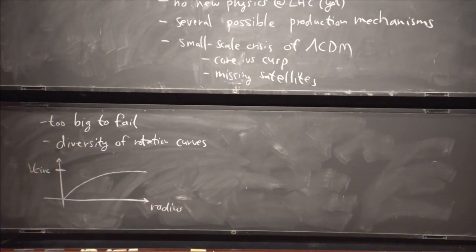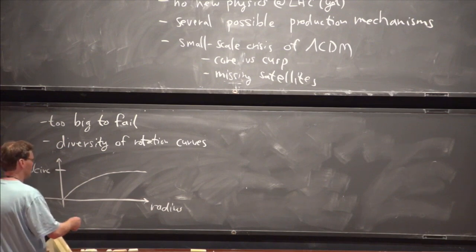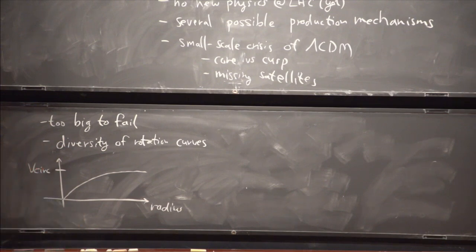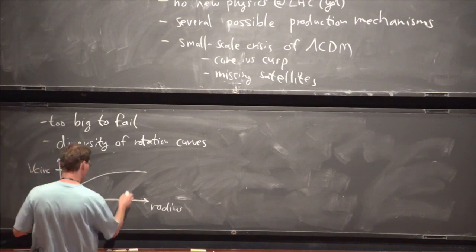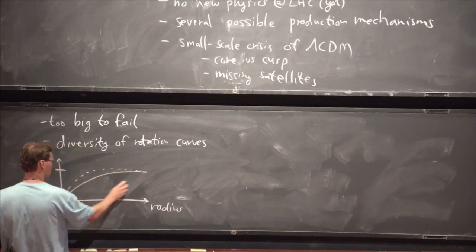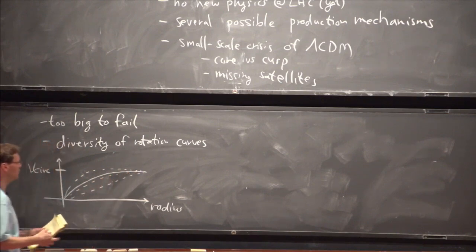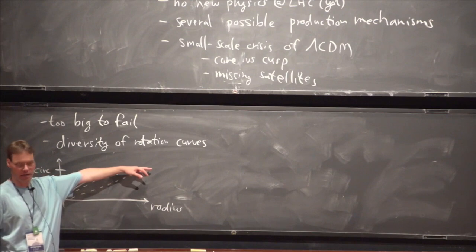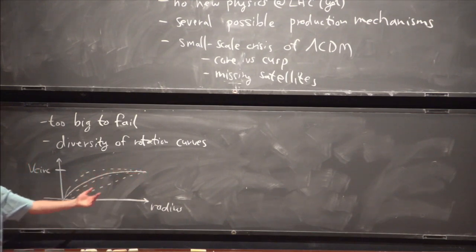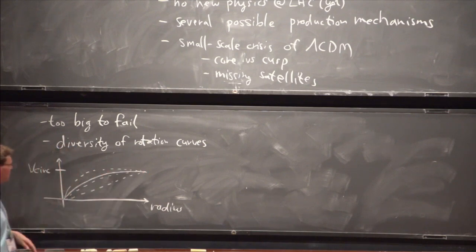That's what you get from dark matter simulations, even when you include some baryonic effects, depending on how you do them. Instead, what you see is a whole different, diverse range of possibilities for how the stars behave as a function of radius. If you look at different galaxies, sometimes you see data that looks like this. Sometimes it goes like this. Sometimes, of course, it agrees. But there's a whole range, even though at high radii it all seems to be the same. And the prediction from just lambda CDM would be the solid line.